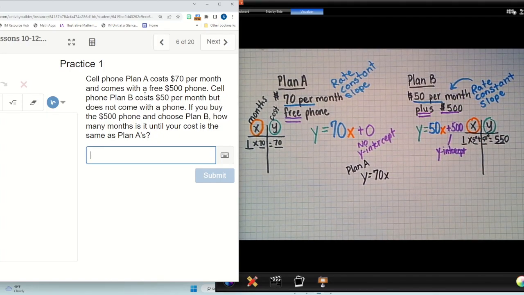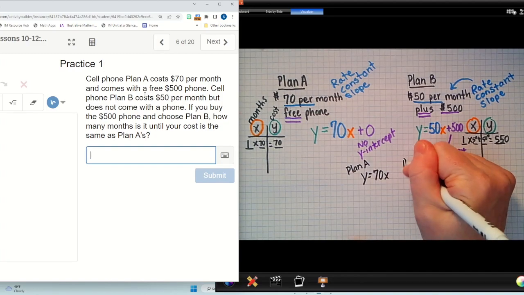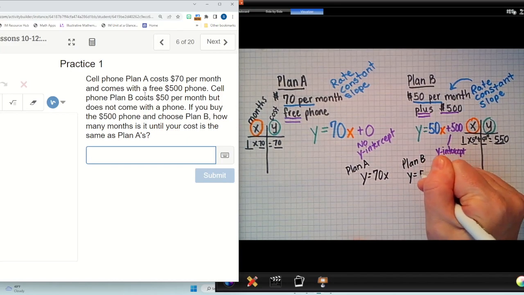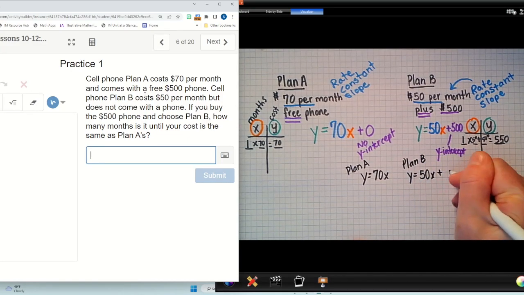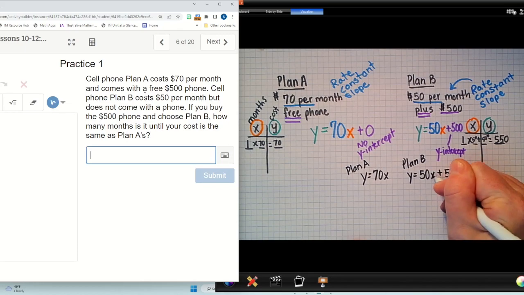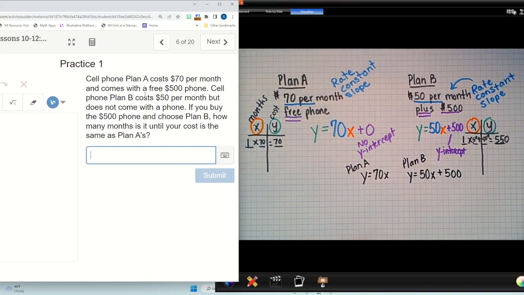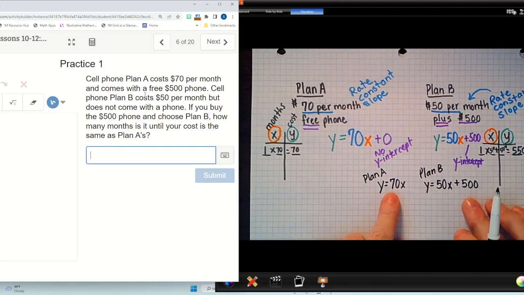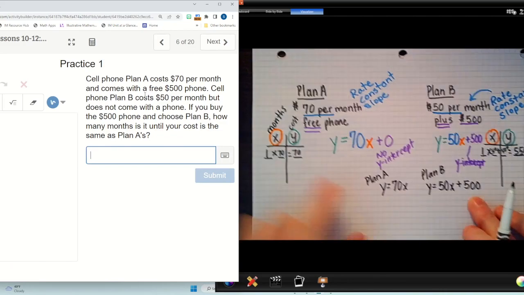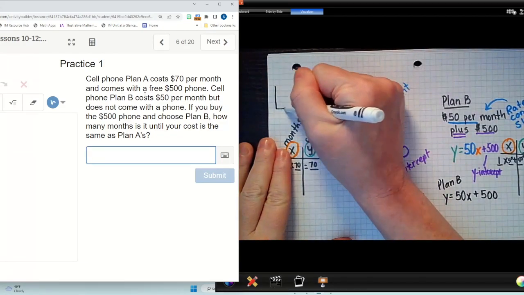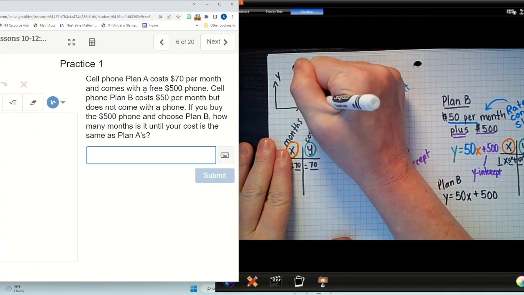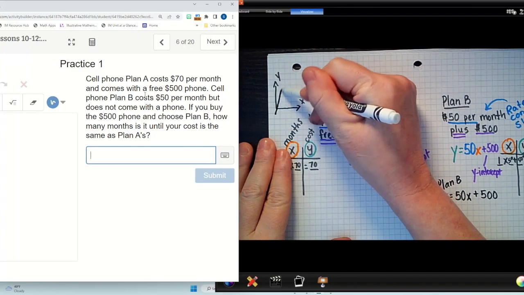So plan B is y equals 50x plus 500. It's non-proportional, okay? Now, if I were to sketch these two graphs, and I can do a quick sketch, it's pretty easy. I'm not going to obviously do it by rate or by scale because this is 500, but I'm just going to do a quick sketch. If I were graphing this, y, x, it's going to look something like this, okay?